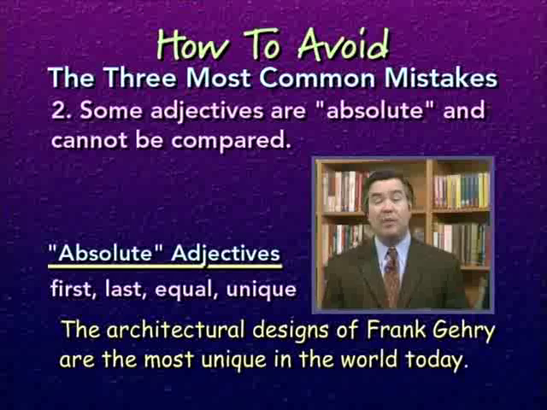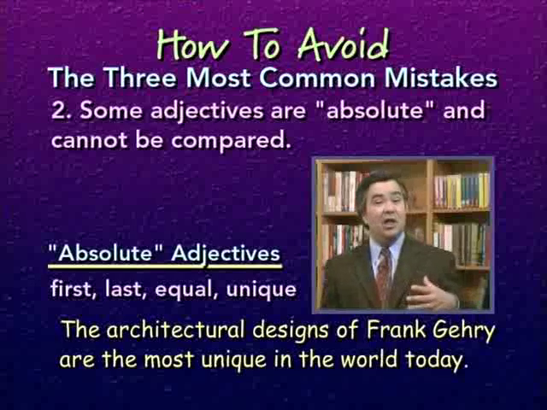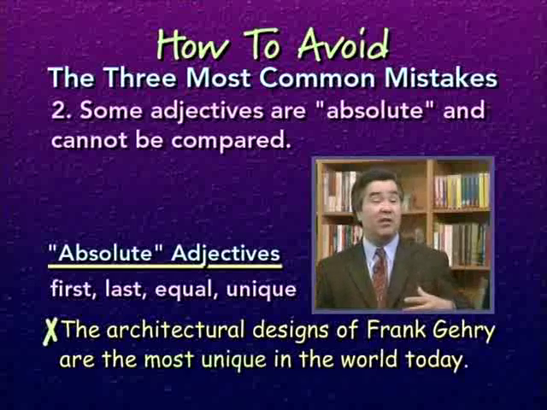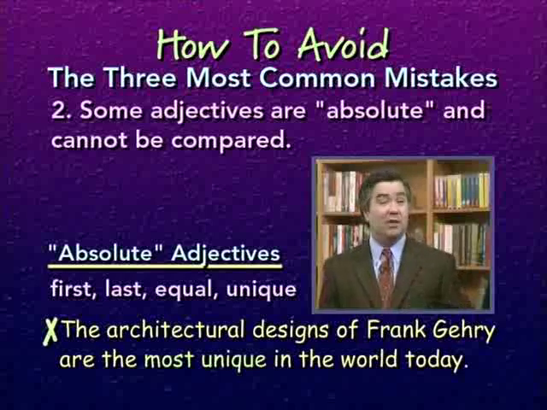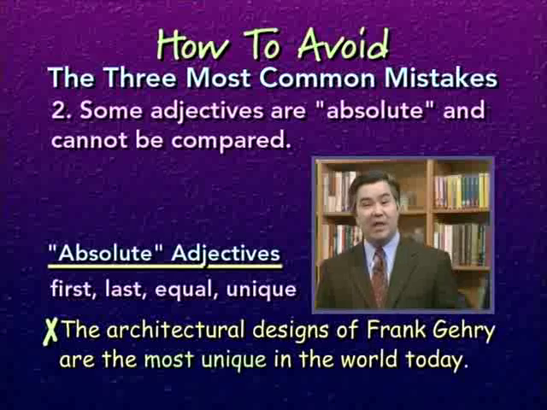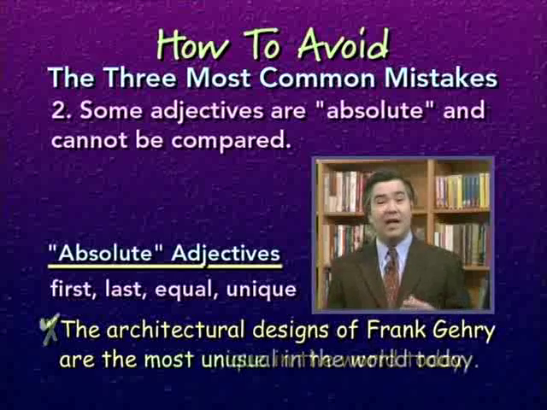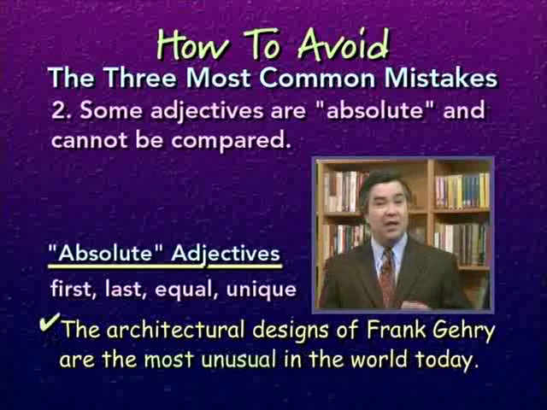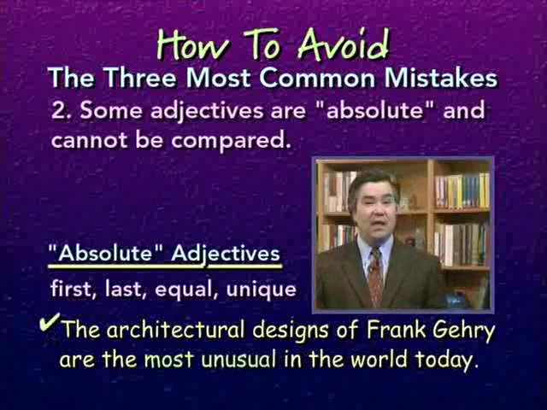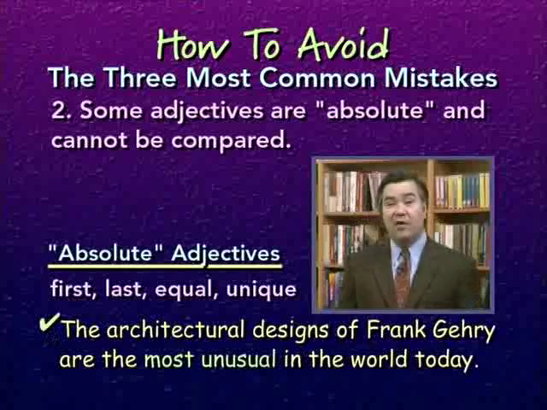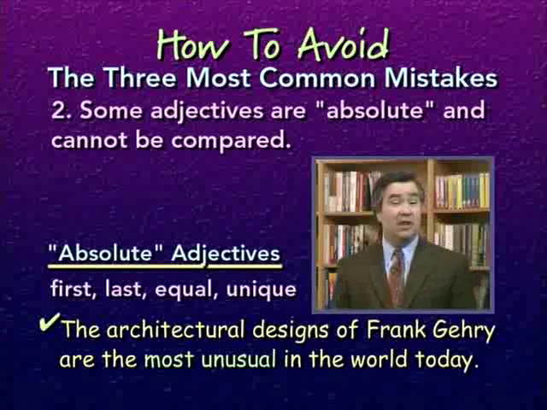This is really wrong because it is creating the superlative degree of the adjective unique, which should be considered absolute and therefore not comparable. You could make this sentence correct by changing the word unique to a word like unusual or distinctive. So the sentence would be correct if it read, the architectural designs of Frank Gehry are the most unusual in the world today.